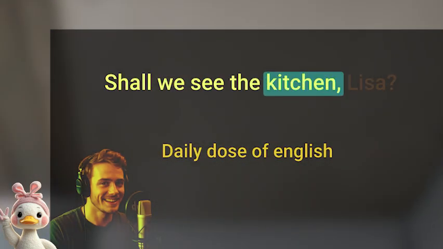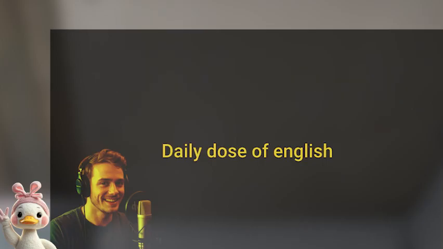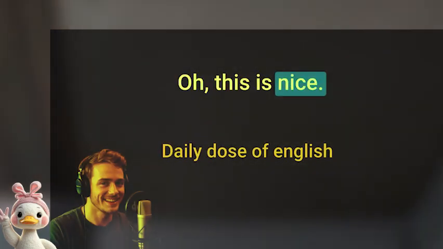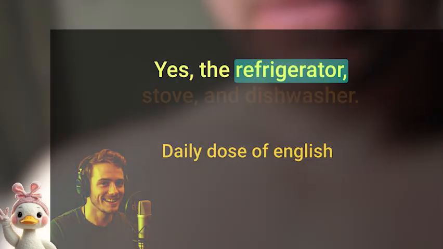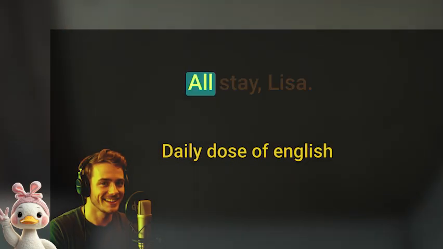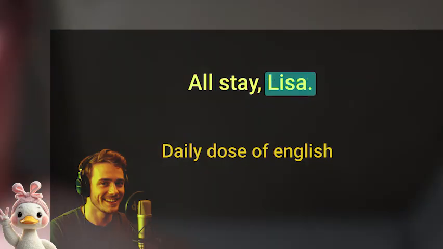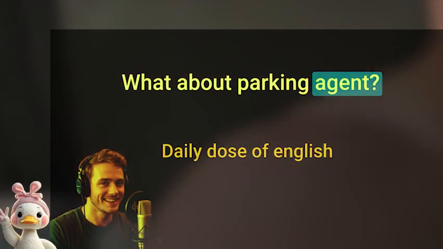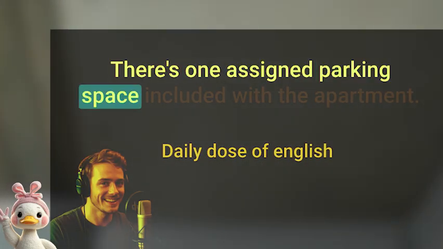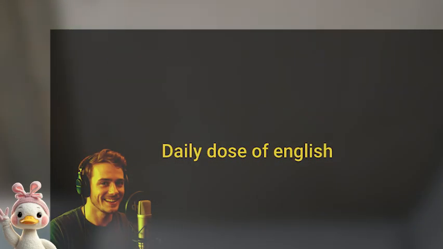Shall we see the kitchen? Lisa. Yes, please. Oh, this is nice. Are the appliances included? Agent. Yes, the refrigerator, stove and dishwasher all stay. Lisa. Perfect. What about parking? Agent. There's one assigned parking space included with the apartment.